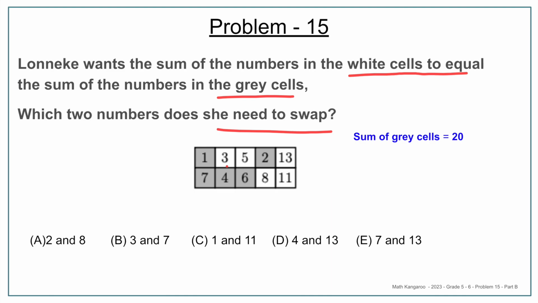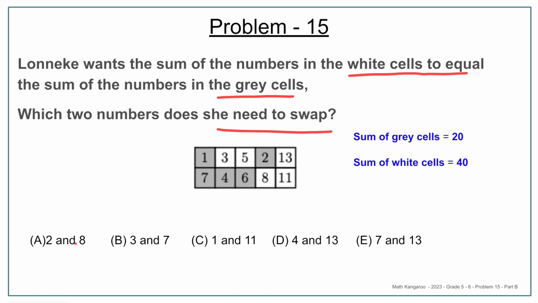Now we have to add the white cells. So 3 plus 5, 8. 8 plus 8, 16. 16 plus 11 gives us 27. 27 plus 13 gives us 40. And this is our sum of the white cells. Now our goal is to swap two numbers to make the sum of the numbers in the white cells equal to the sum of the numbers in the gray cells. Let's go through each option and see which makes our solution.